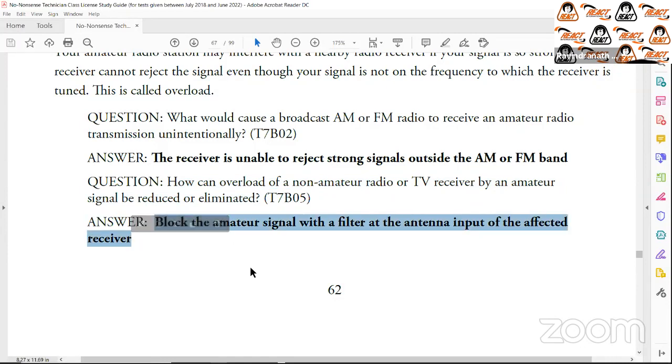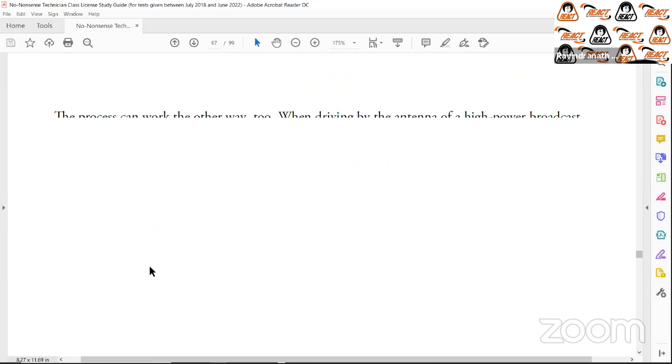One of the things you can do is block the amateur signal with a filter at the antenna input of the affected receiver. In other words, your TV or your stereo set, you need to put a filter. That's what this is saying.